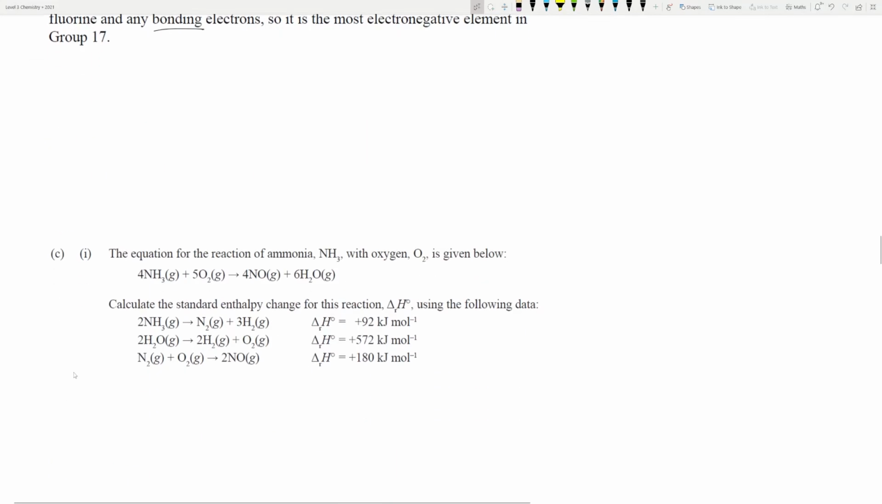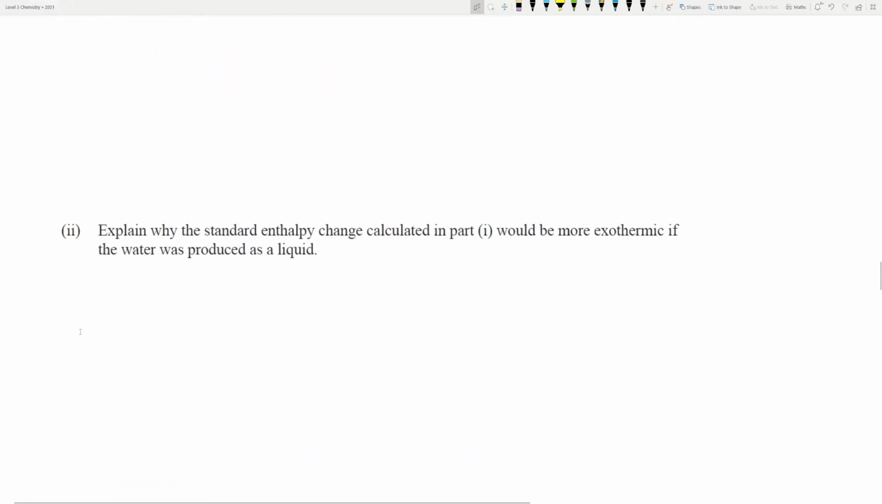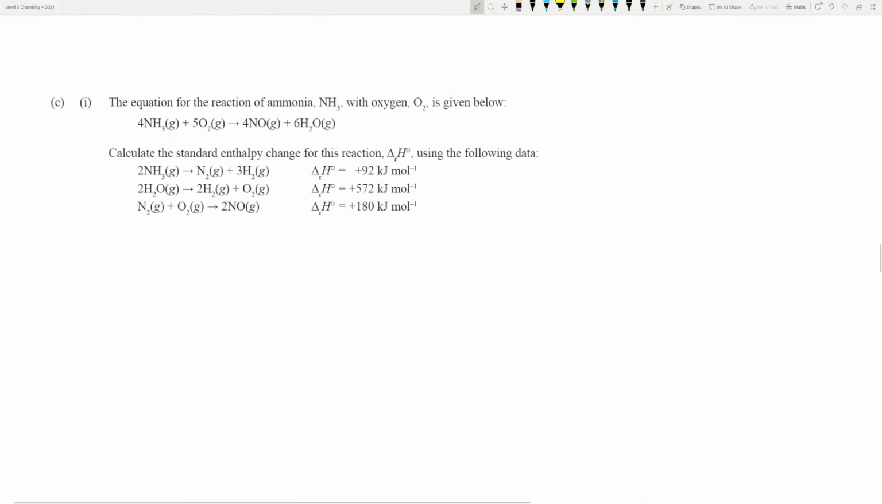Okay, all right, calculations. Oops, I went on there too quickly. This looks like a Hess's law question, like a simultaneous equation. Let's have a look. Remember, when you're doing Hess's law, I do have a video on this that you can have a look at. This is the goal we're trying to get to. We're trying to rearrange these equations to become the one we have on top.